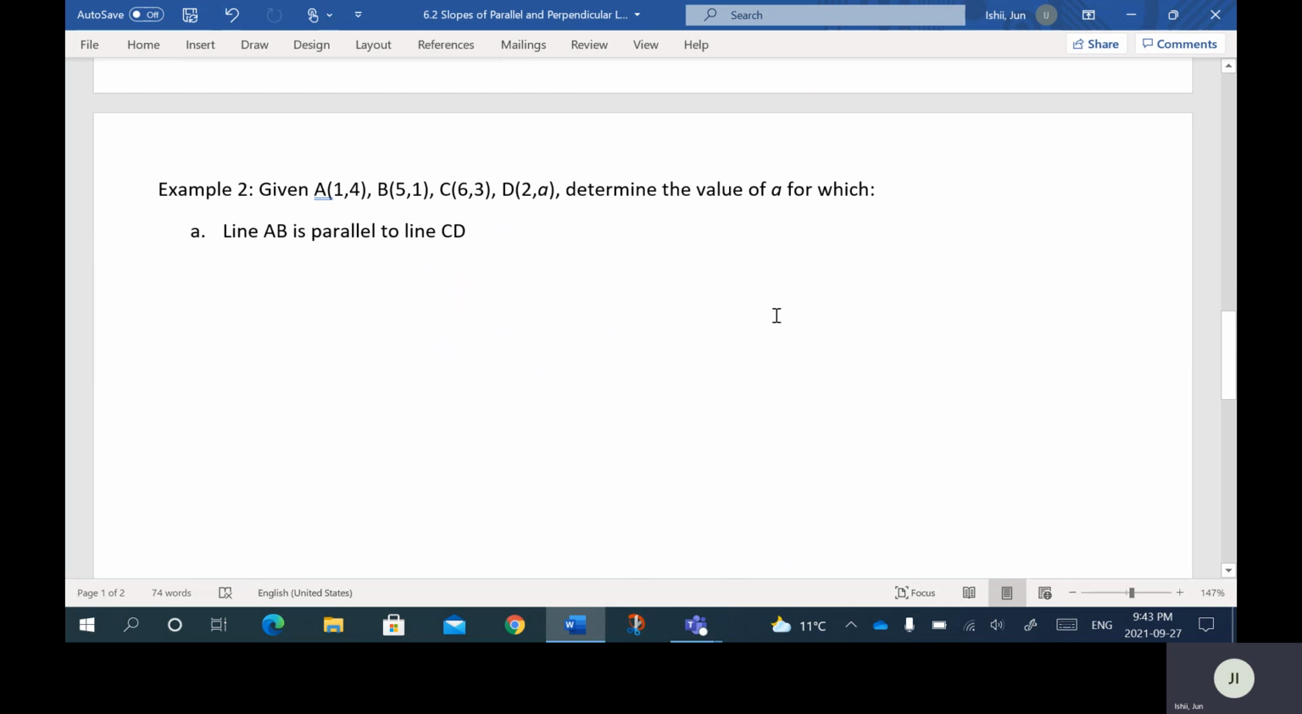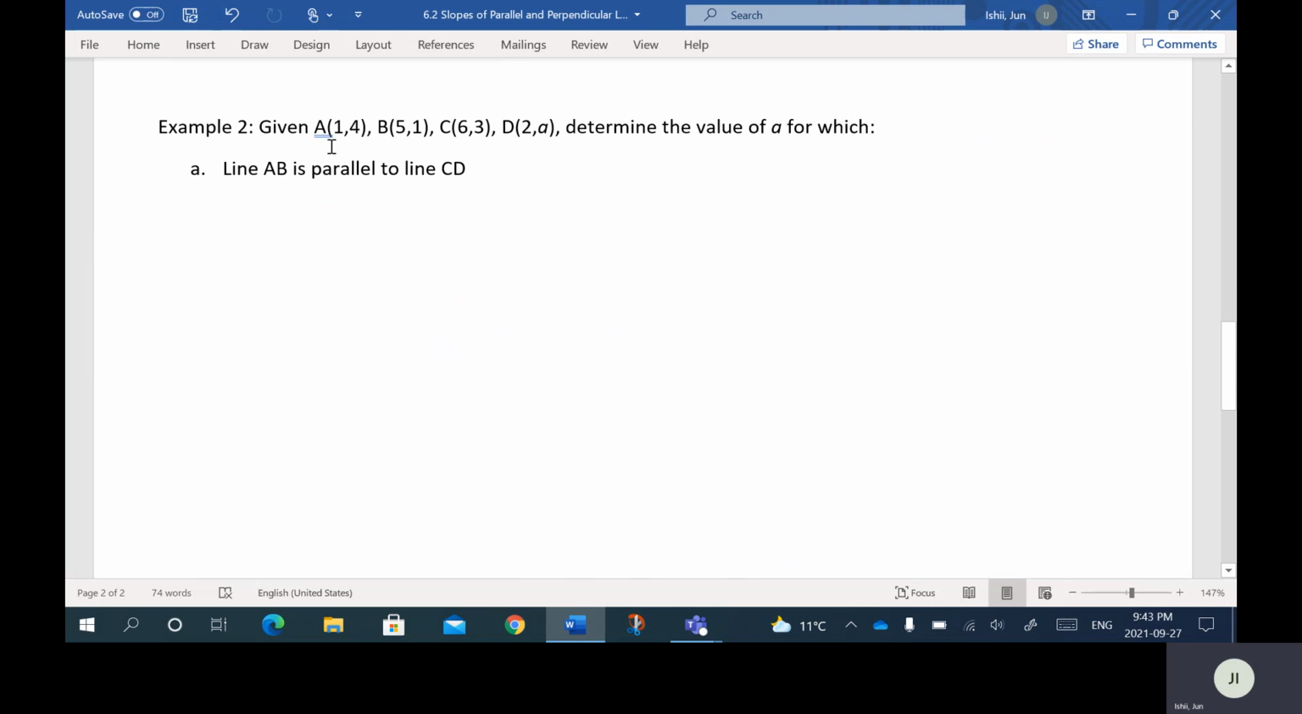All right, so I got another example here. This time we're given some points, but we're missing one coordinate. Point A is 1, 4, B is 5, 1, C is 6, 3, D is 2, and then this A here. We're going to determine the value of A for each one of these conditions. Given these 3.5 points, determine the value of A for which the line AB is parallel to CD.